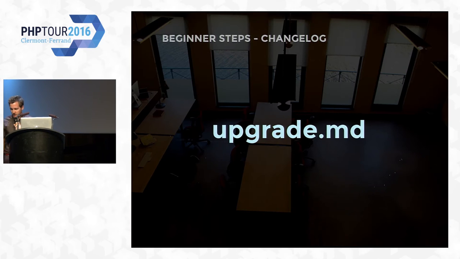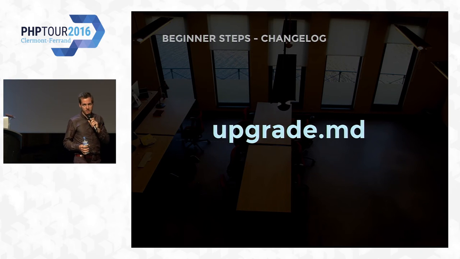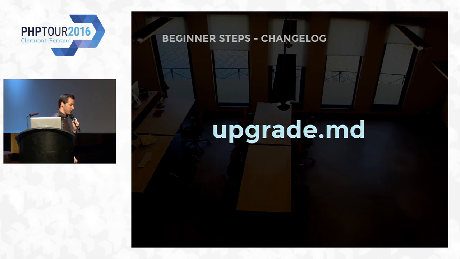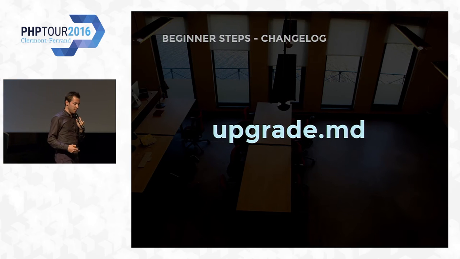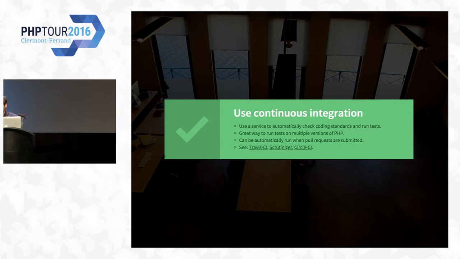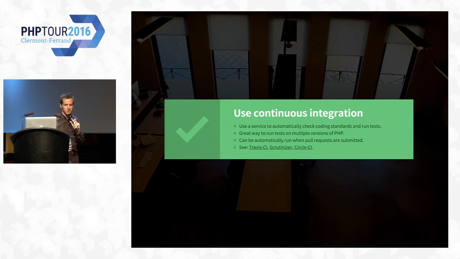Also, you may have some breaking changes, so you might want to assist your users to upgrade to the new major versions. So you might add an upgrade.md file, which is also pretty useful. Again, just like with version numbers, it's useful to release as often as possible. If you have a new release every now and then, you want to keep the change log as small as possible, and thus you need to release as often as possible. So you can actually reduce the workload you have when you're doing a new release.